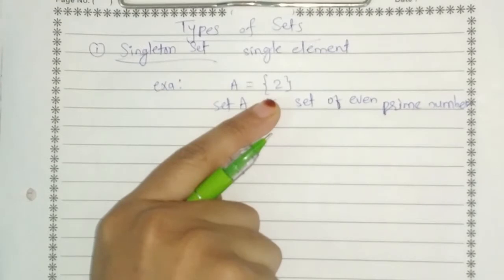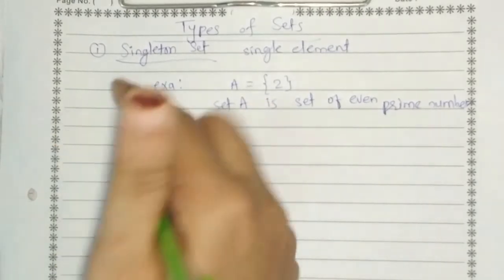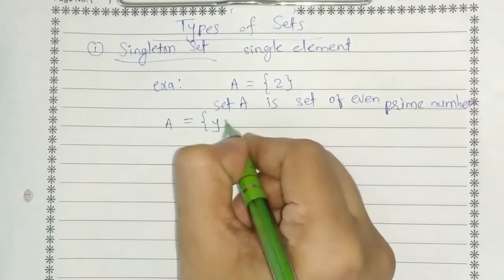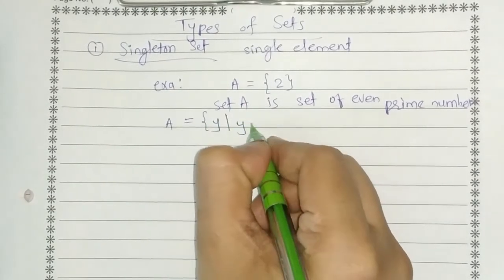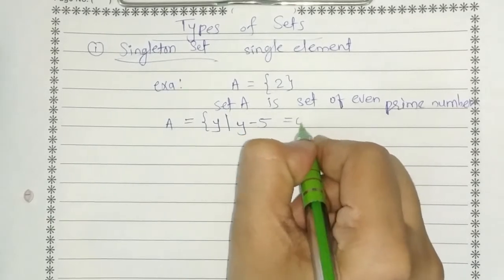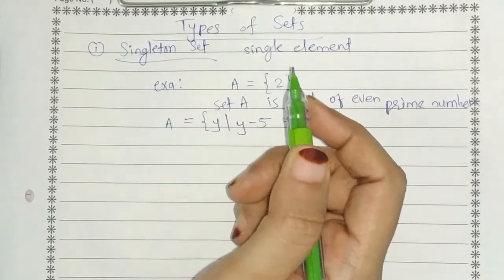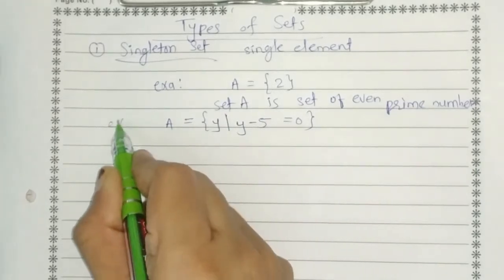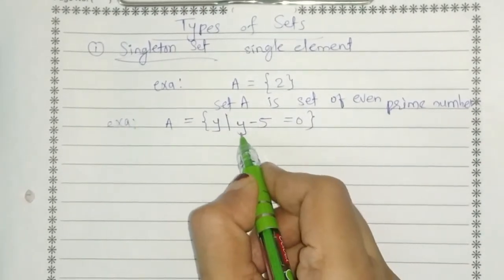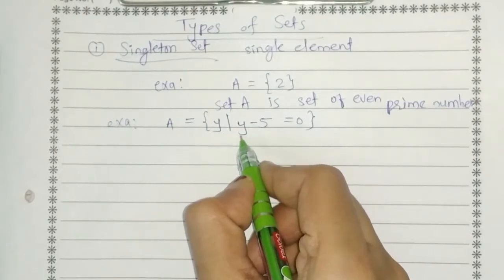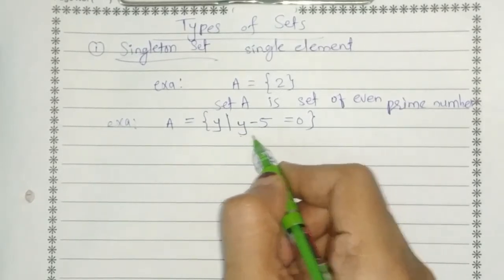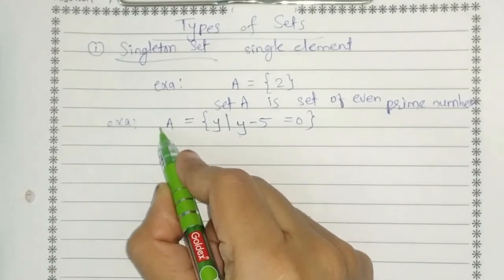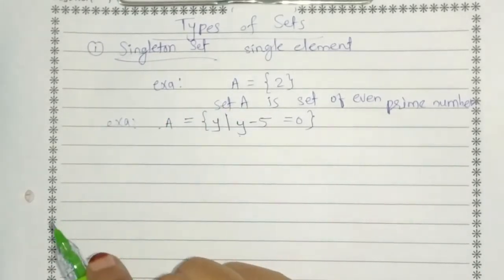And we also have other examples. Like A is a set of elements y such that y minus 5 is equal to 0. This other example is also a singleton set. Why? Because y is the only such member, and only if y's value is 5 are we going to get 0 here. So again, this is also an example of a singleton set.